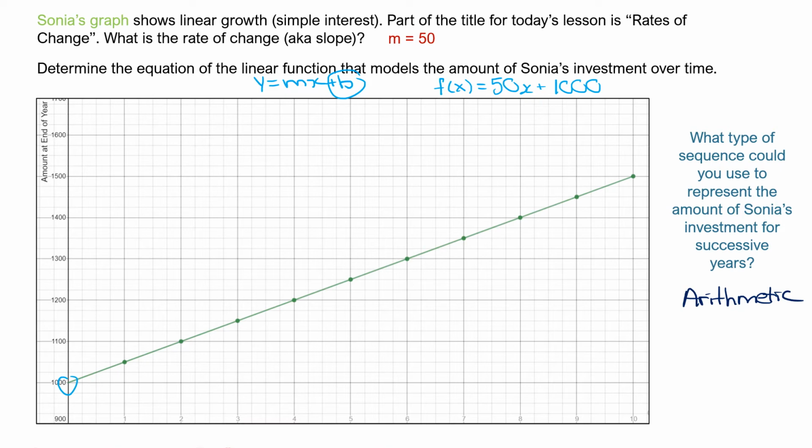And in this case, if we were talking about arithmetic, the D value, that's your common difference. In this case, the common difference would be 50.